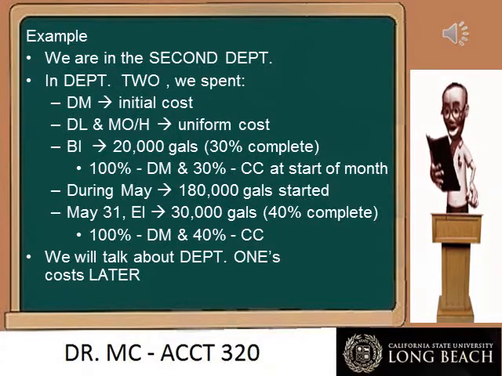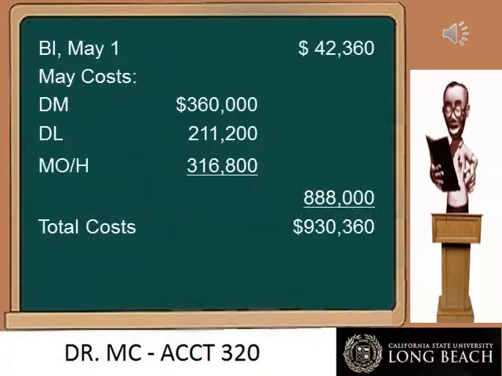This slide gives the cost information for the gallons in the second department. The cost of the beginning inventory from last month is $42,360. This is the beginning balance of the work in process account. This month, $360,000 of direct materials were added to the work in process account.